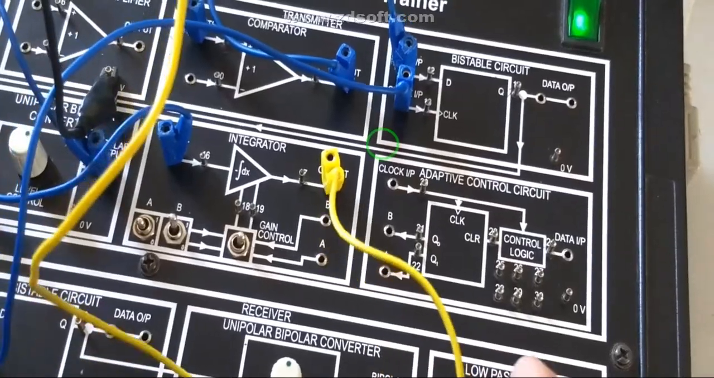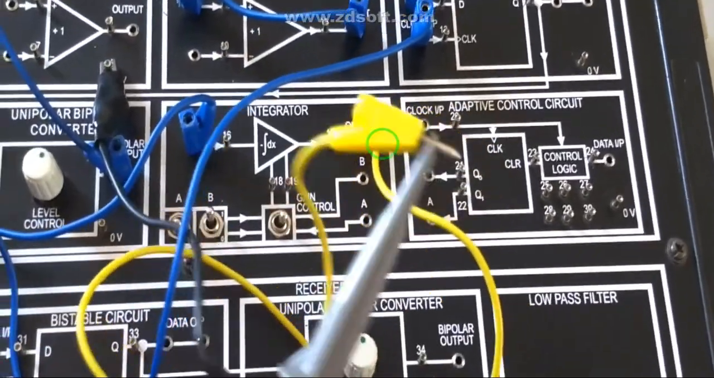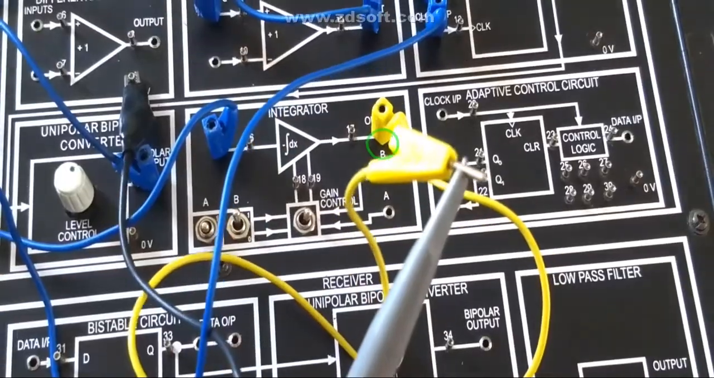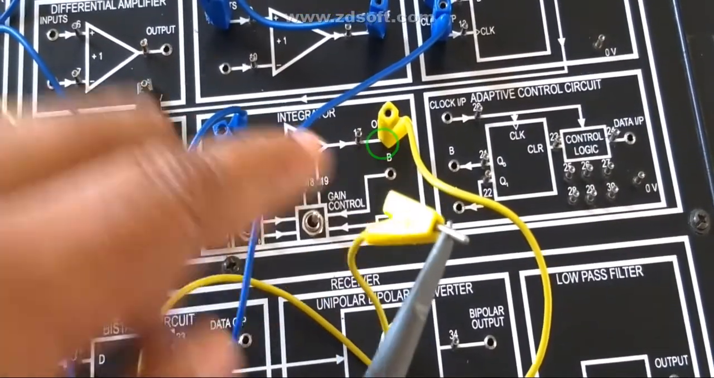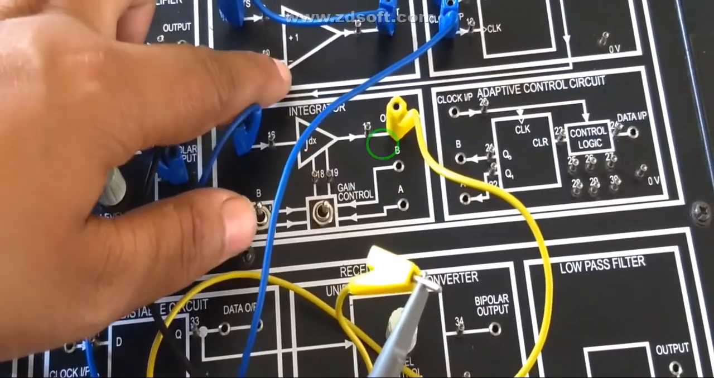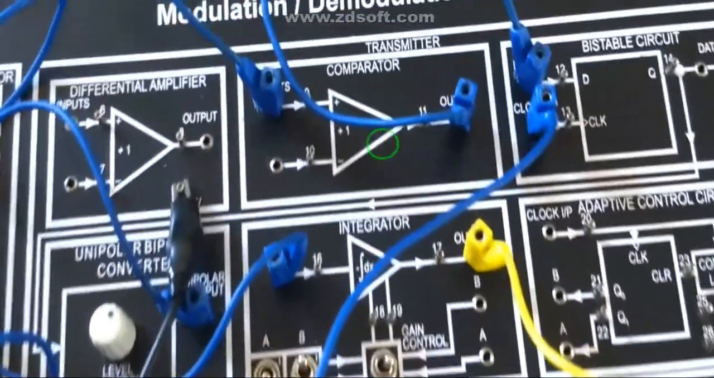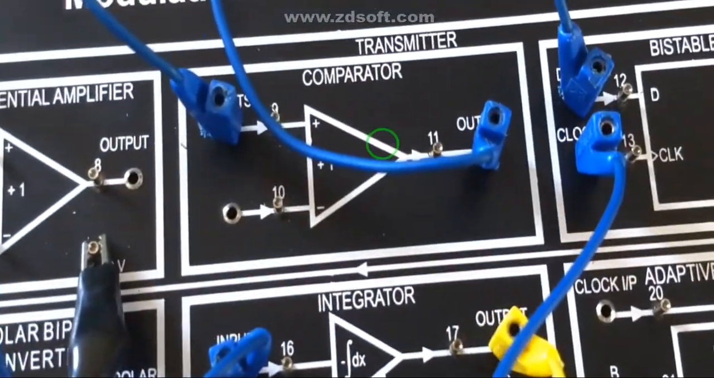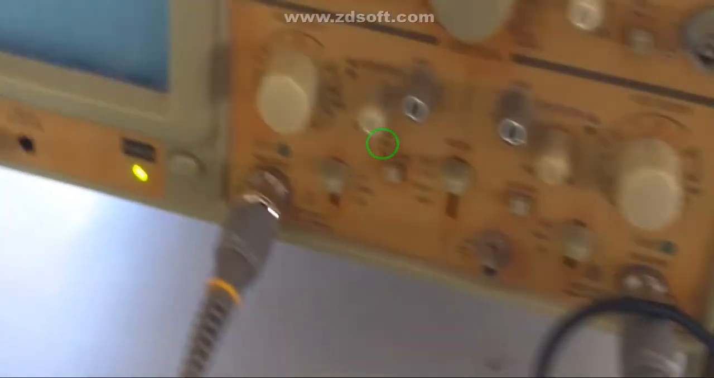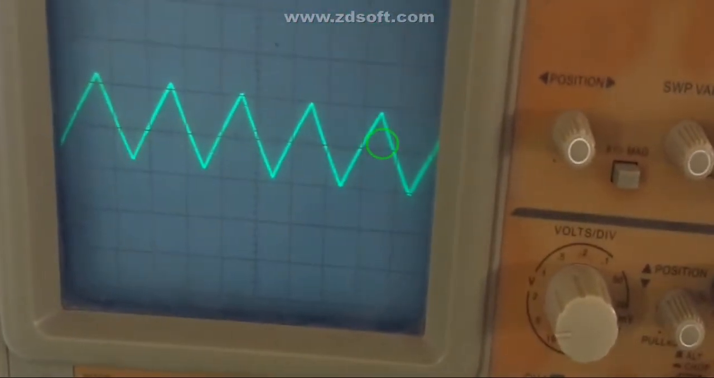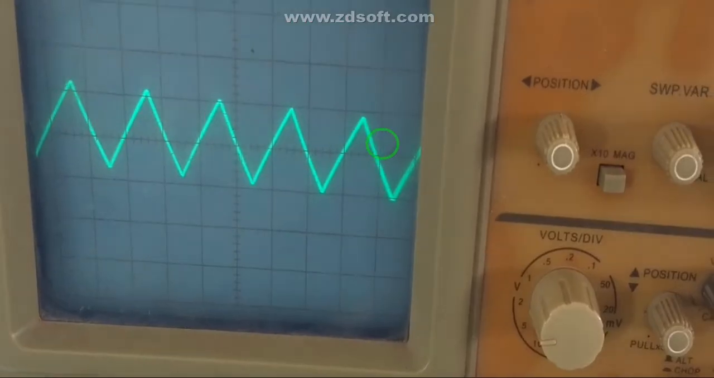Now first we will check the output of this integrator on your CRO, and then we are going to connect it to pin number 10, that is the negative input of your comparator. So let's see the output. So this is the output of the integrator.